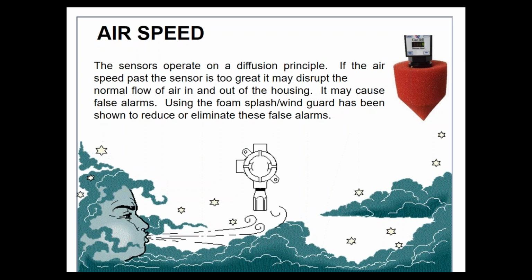One of the things the foam splash guard does, especially for a catalytic bead sensor, is prevent high wind from giving erroneous readings by cooling off the catalytic bead. The original foam splash guard was designed for preventing high-speed air currents on the catalytic bead, but of course it's used in so many other areas now that we put it on all our sensors.